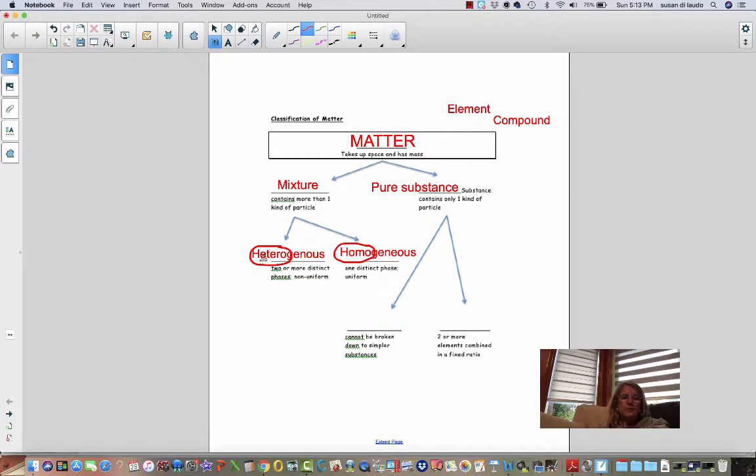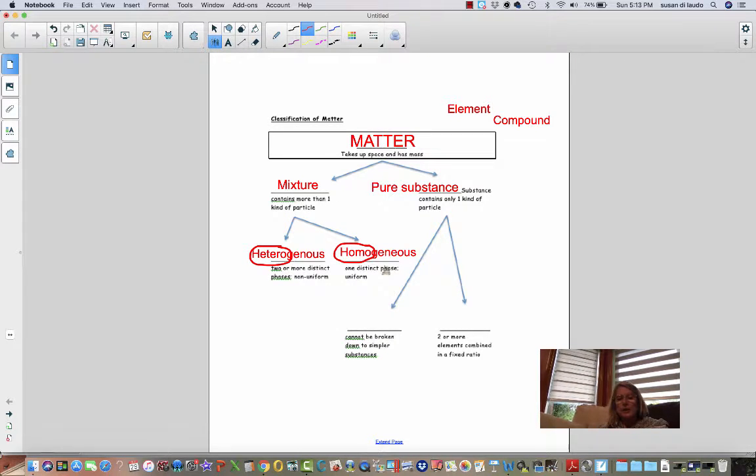So what would be some examples of this? Heterogeneous might be something like sand and water. You can see the sand, you can see the water. They're distinct phases, they're not uniform. It might be something like salt and pepper. It might be a pizza where you can see the pepperoni and the cheese and the sauce and the onions and the peppers. You can see those distinct phases. You can see all the different parts. So remember, different, heterogeneous. Homogeneous all looks the same.